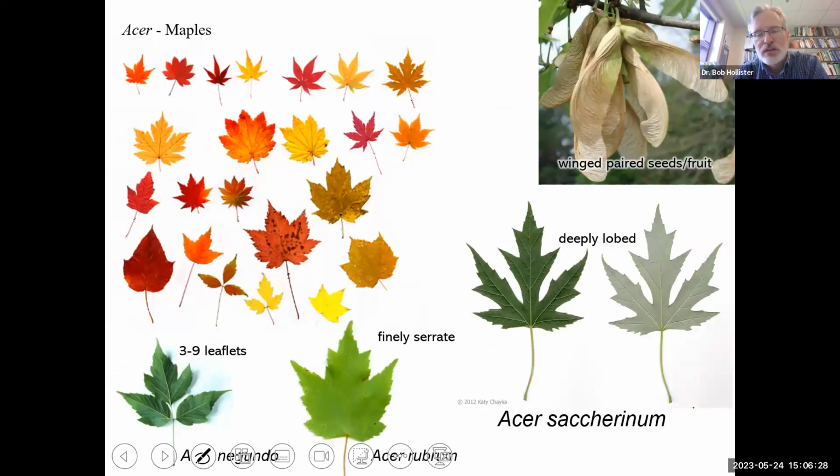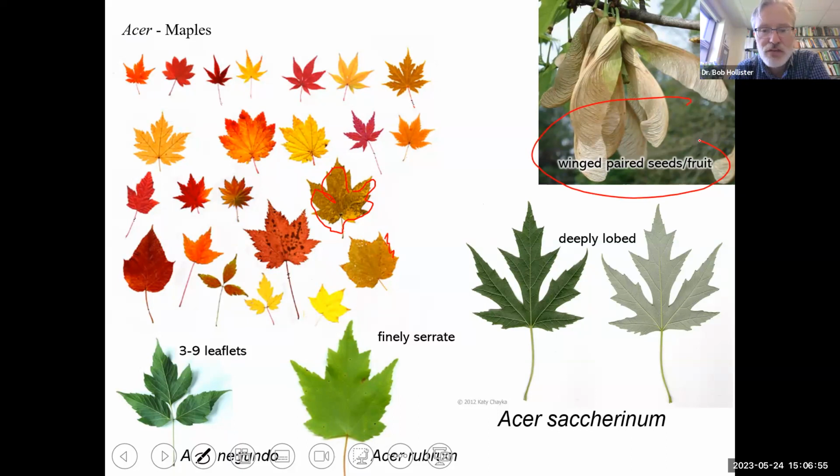So just to stick with the maples, I'm sure most of you are pretty familiar with maple. So what makes a maple a maple? Well, it's generally palmately lobed, right? So it's got lobes that come out like a palm, and then they've got irregular serration, and they're opposite leaves. And then they've also got the winged paired seeds, fruit, samaras.